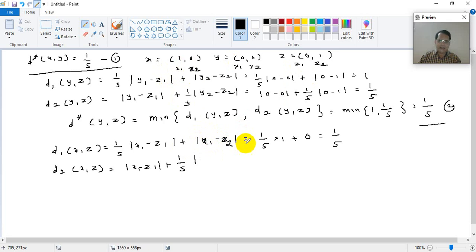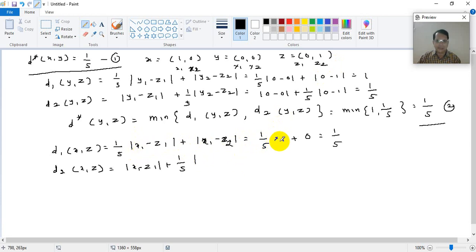Okay, and see, what is x2? 0. What is z2? 1. Right? So it should be what? 1 by 5 into 1. This is okay. Check whether everything is correct.